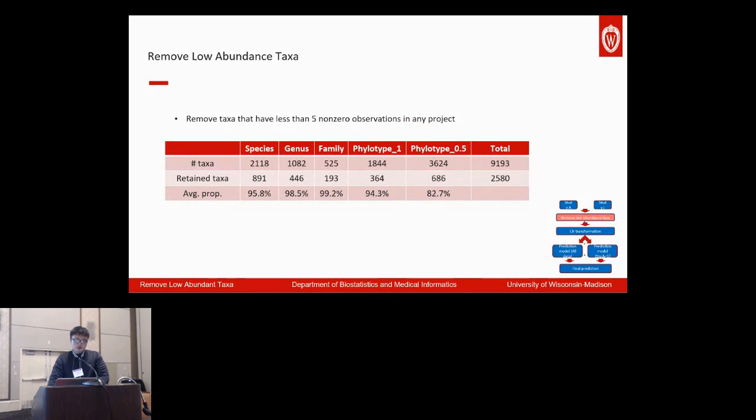Firstly, we apply the filter to the original data, because the original data have a large number of taxa, but most of them may not have enough observations in most of the projects. After this filtering, the retained taxa have average proportions ranging between 82% and 95%. It shows the retained taxa do not lose much information after this filtering. In this step, we filtered out almost 6,500 taxa and included 2,580 taxa in our prediction models.